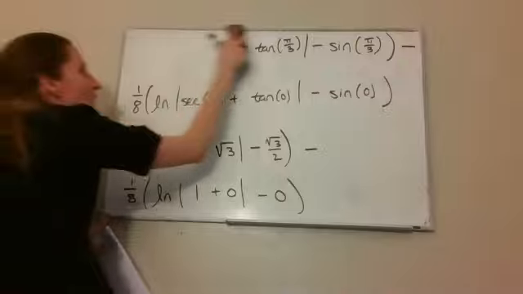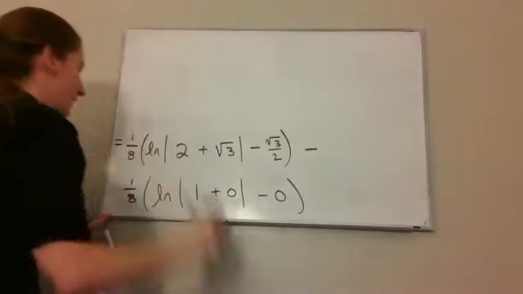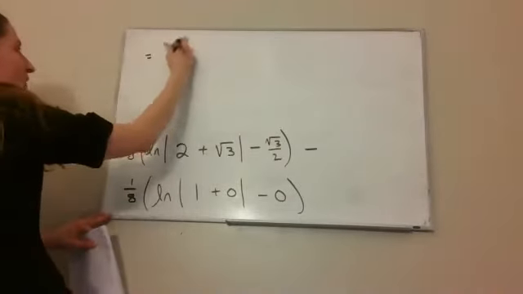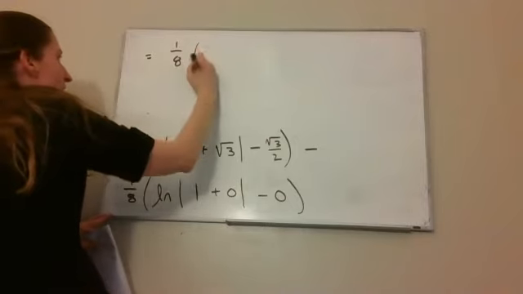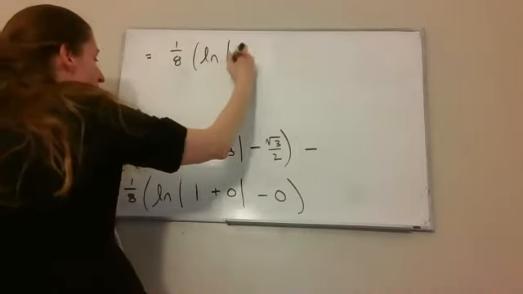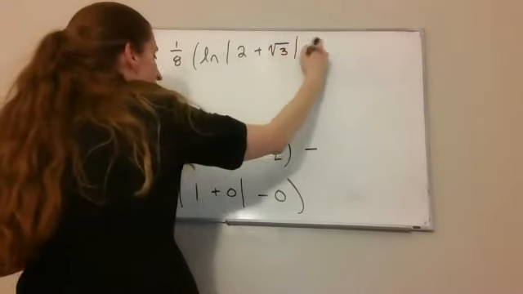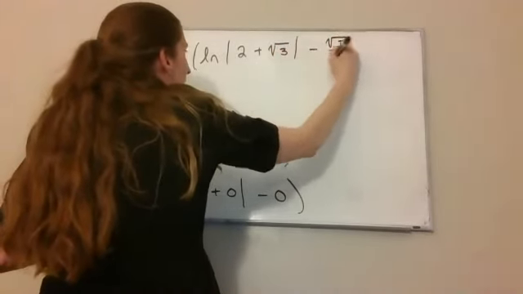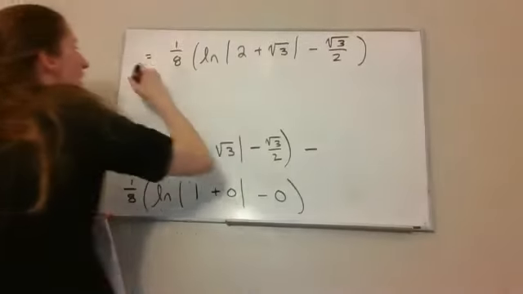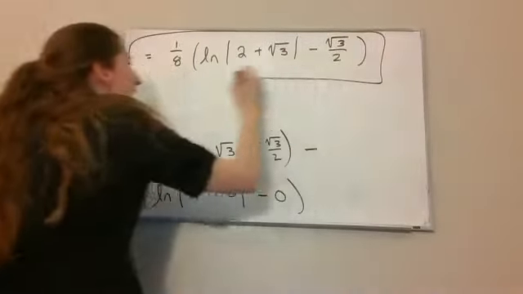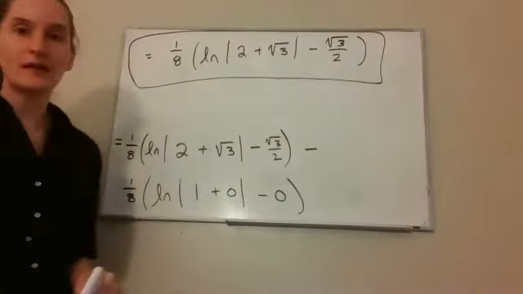So this whole last term is 0. That means my final answer ends up being 1/8 times natural log absolute value 2 plus the square root of 3 minus square root of 3 over 2. And there we had a definite integral using trig sub.